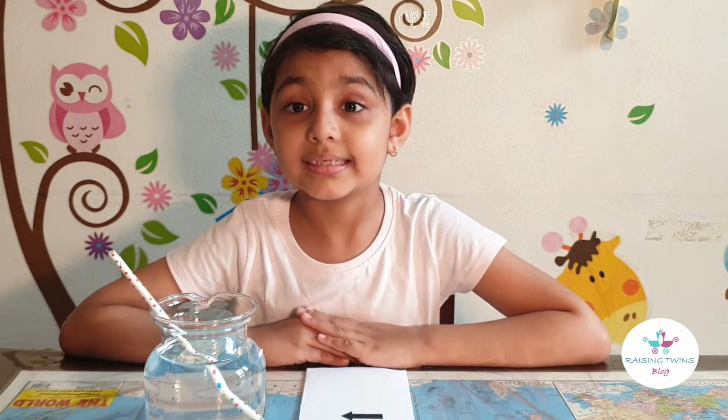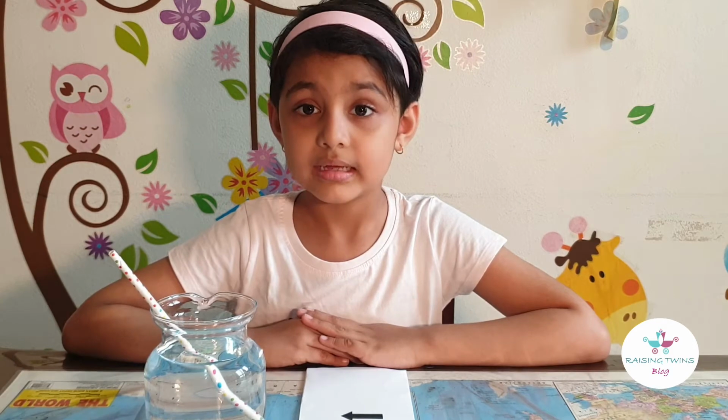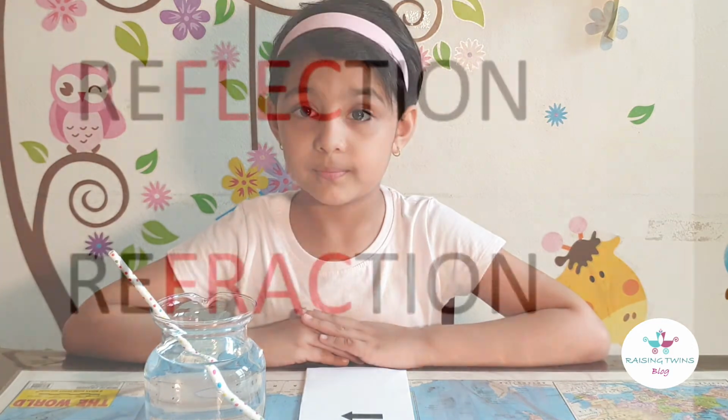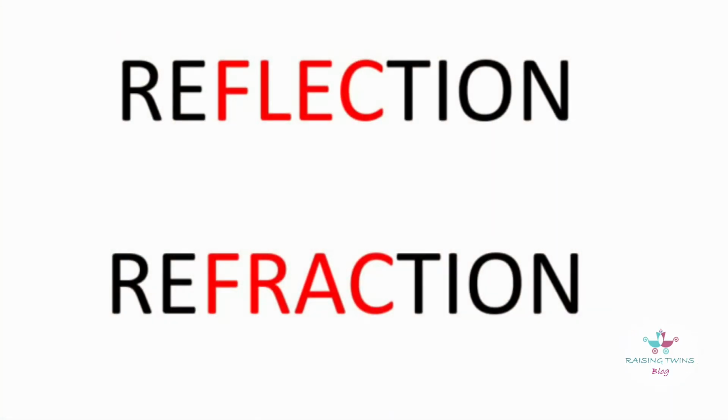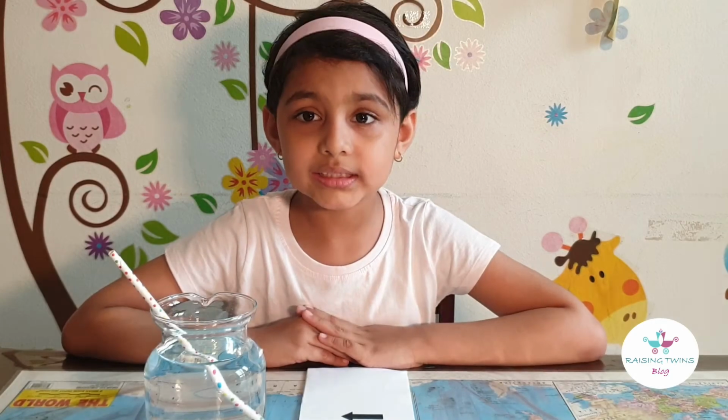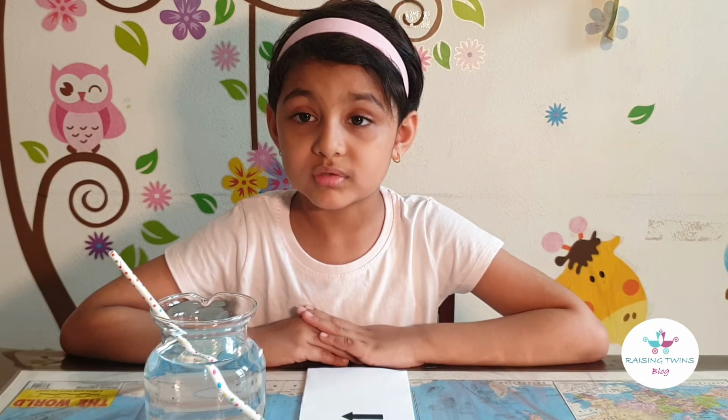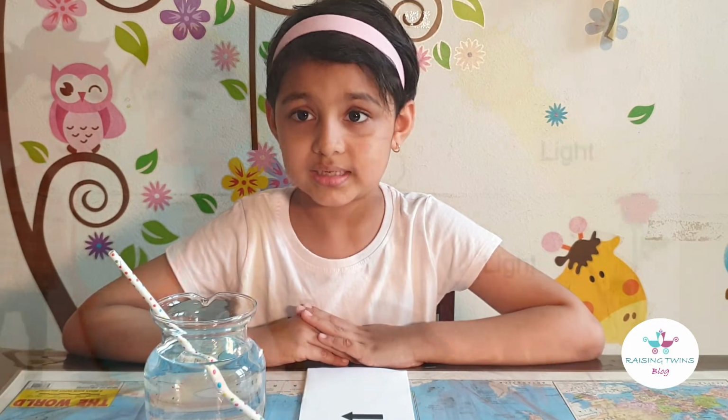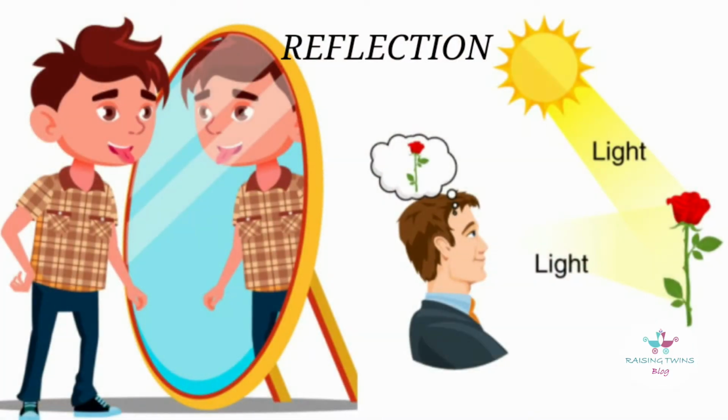As we all know, light travels in a straight line. There are 2 terms here, reflection and refraction. Reflection is when light bounces off surfaces, like when you see your reflection in a mirror. Reflection of light is what helps us see things around us.